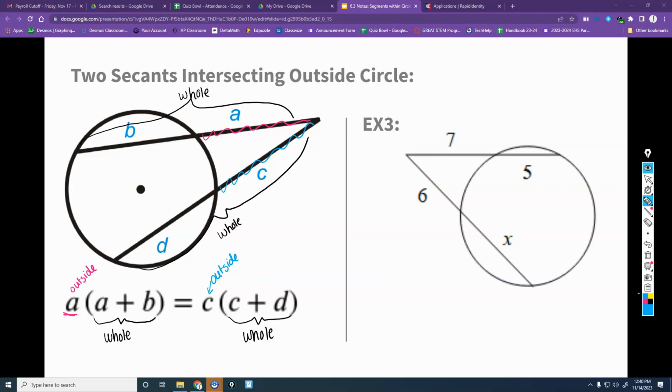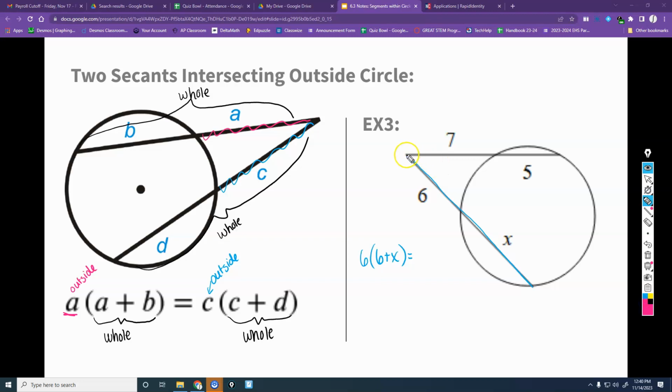So for example 3, if I'm looking at, let's look at this line right here first. David, what's the outside part of that blue line? 6. What would the whole be? So what would I call the whole line right there? Not 6 times x, 6 plus x, because we would just add the lengths of those two things together. So 6 times 6 plus x, that's this blue line right here.